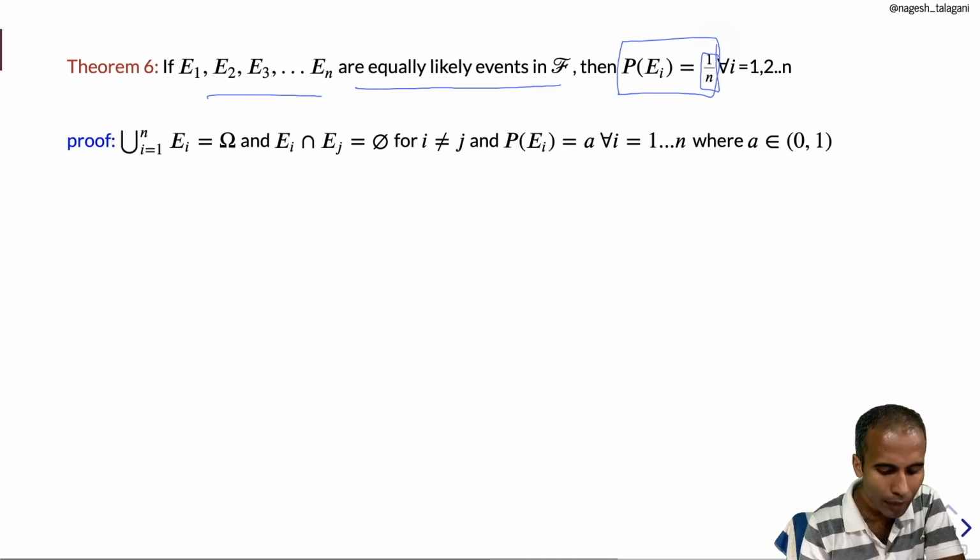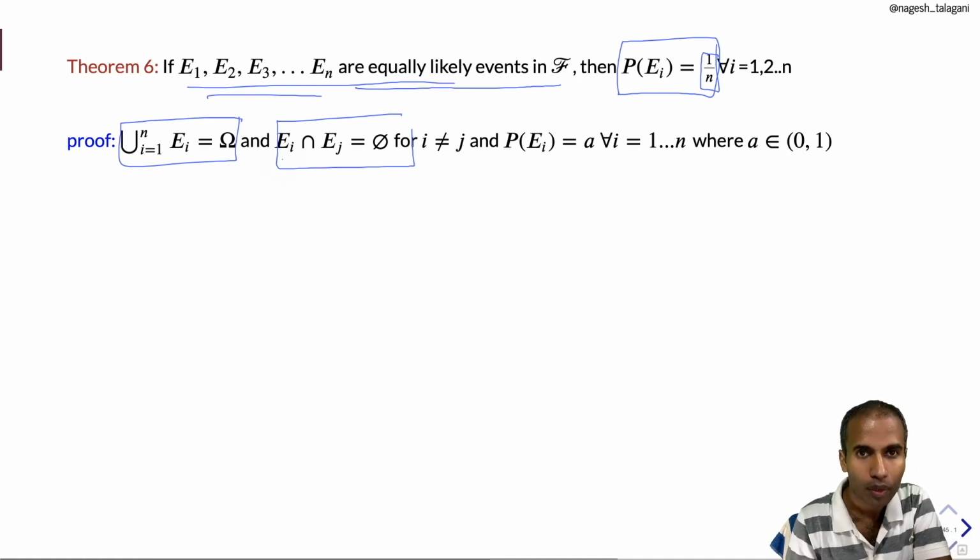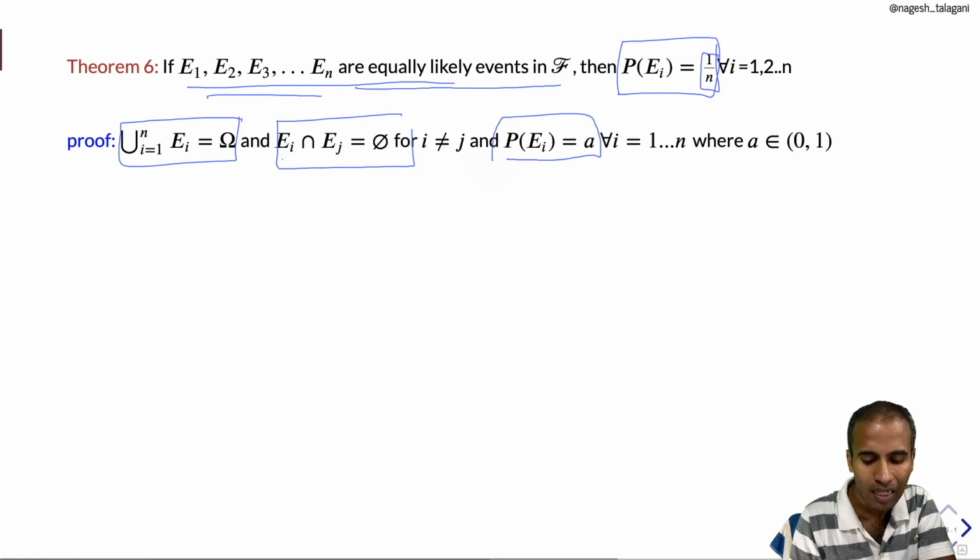Here E1, E2, so on, En are equally likely events. That means they form a partition, right? Partition means they cover all sample space and they are mutually exclusive. That means no two can happen simultaneously. Ei intersection Ej equal to empty for i not equal to j. Also, each event should have the same probability of occurrence. That same probability I am taking as A. A is something between 0 and 1.